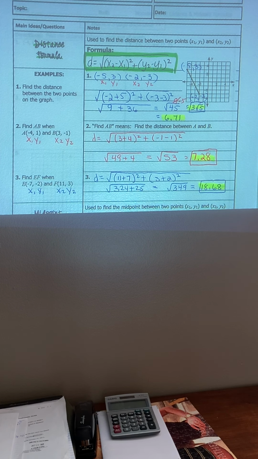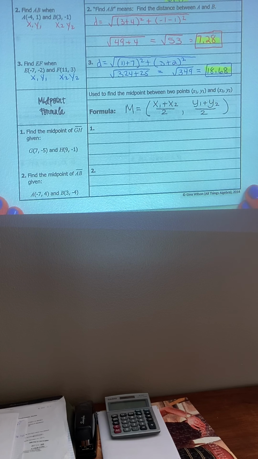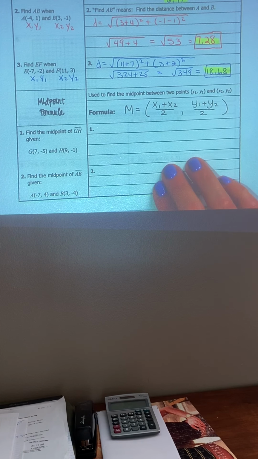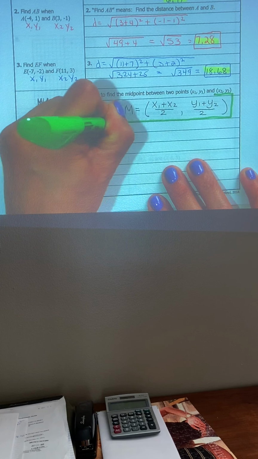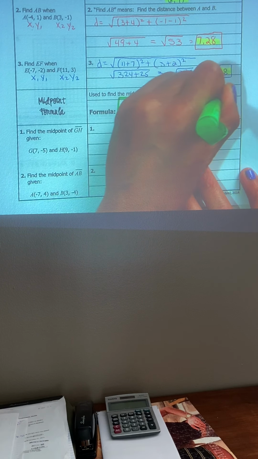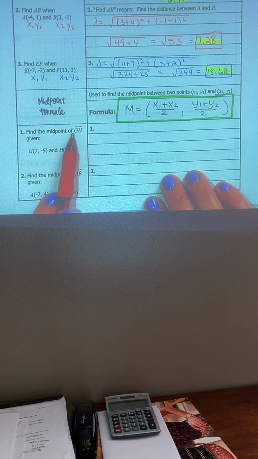Okay, next is the midpoint formula. Okay, here's my midpoint formula. And the purpose of the midpoint formula is to find the midpoint between two endpoints, between two ordered pairs, hence midpoint. So, find the midpoint of GH given G and H.